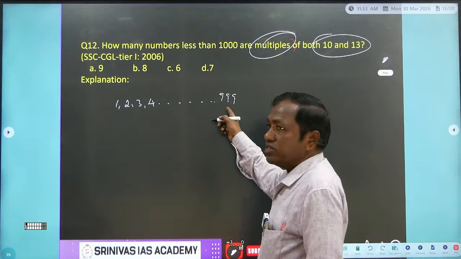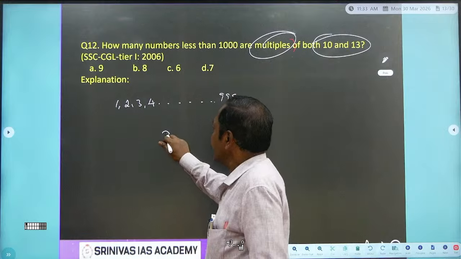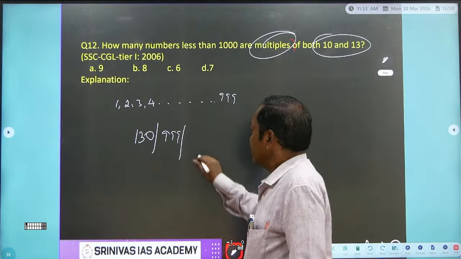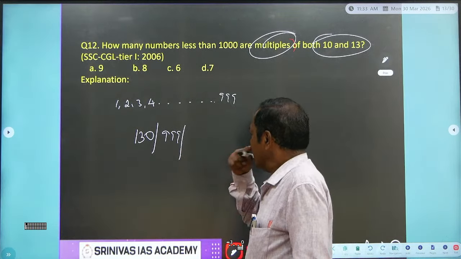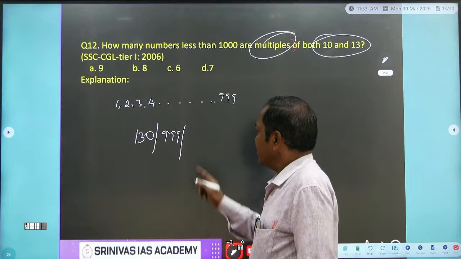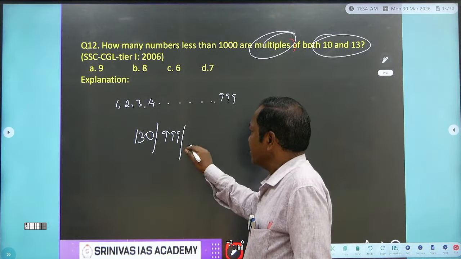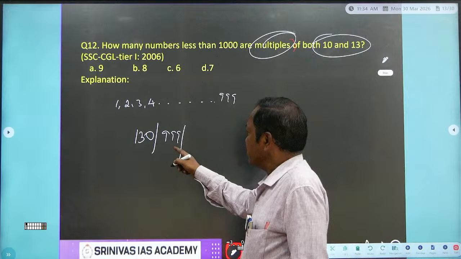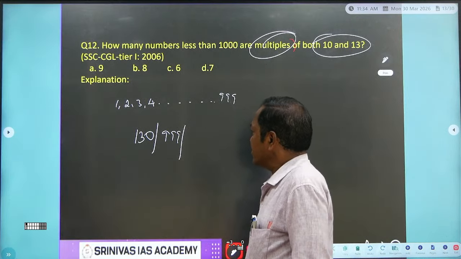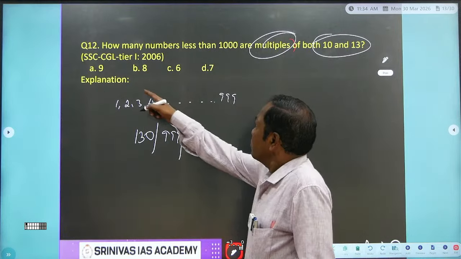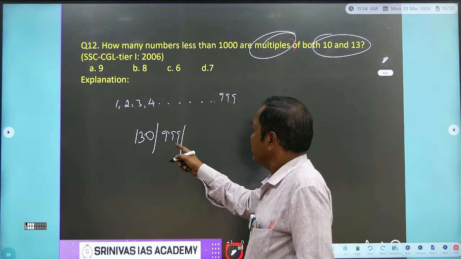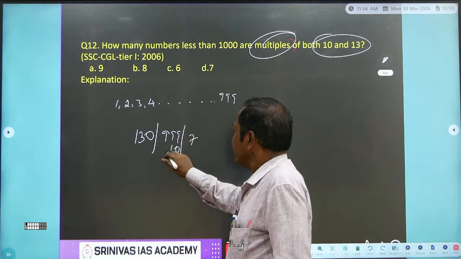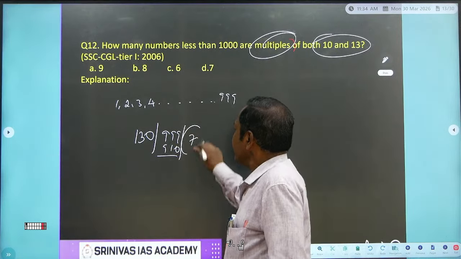130. What is the largest number we wanted to find? 999. 999 divisible by 130. How many times can you take 130? 10 times, leave it. If you take 9, 9 times 0 is 0, 9 times 3 is 27, 11, I think it is not correct. Next, 8, no, it's not possible. Take 7. 7 times 0 is 0, 7 times 3 is 21, 9, yes, 7 times is possible.